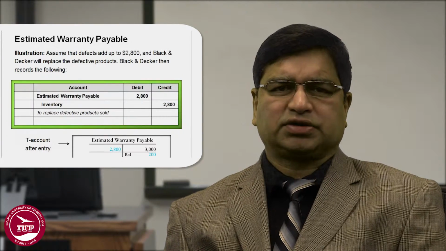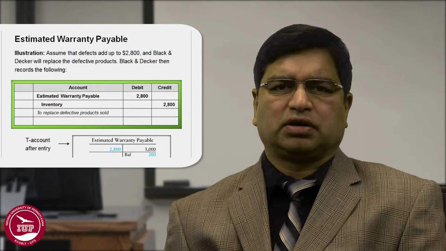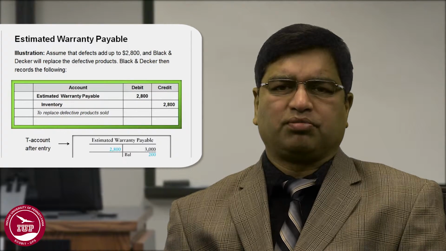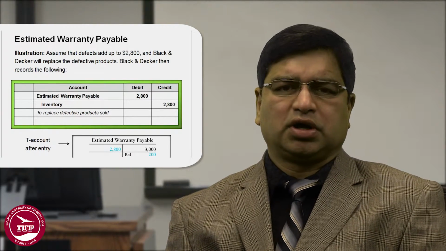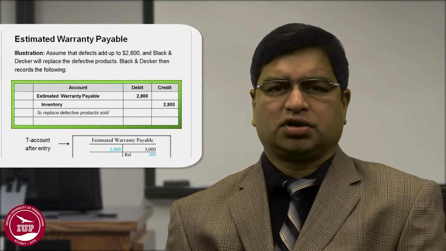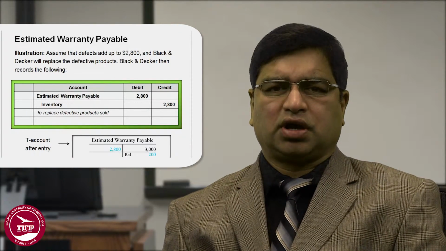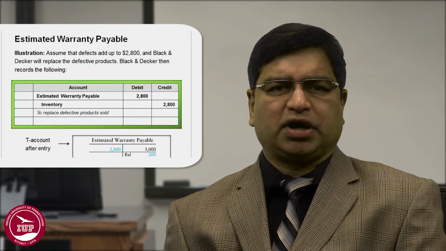Assume that the defects added up to 2,800 only instead of 3,000, and Black & Decker will replace the defective part. You had an opening balance of $3,000 in the estimated warranty payable. Now you debit the estimated warranty payable by $2,800. So you are using $2,800 of that $3,000 liability that was created, and your inventory is credited by $2,800.